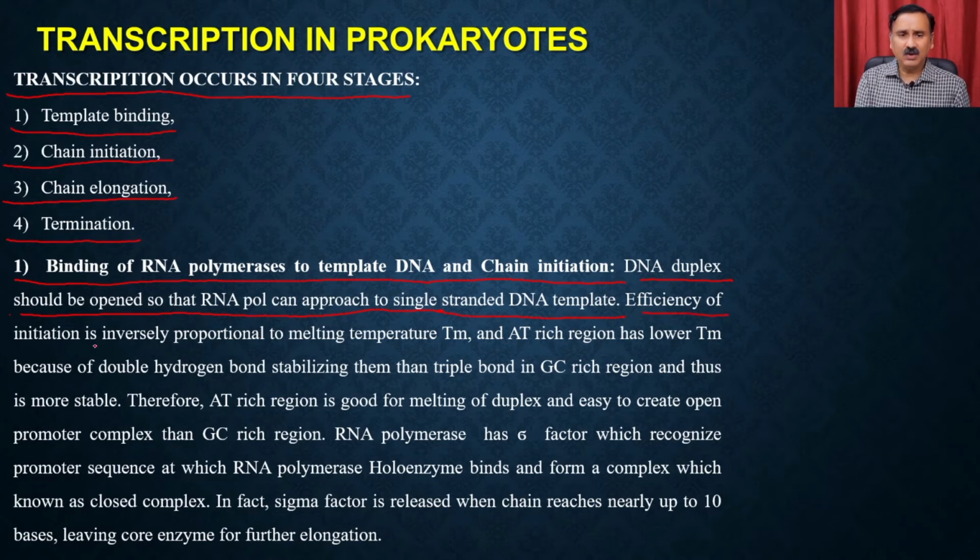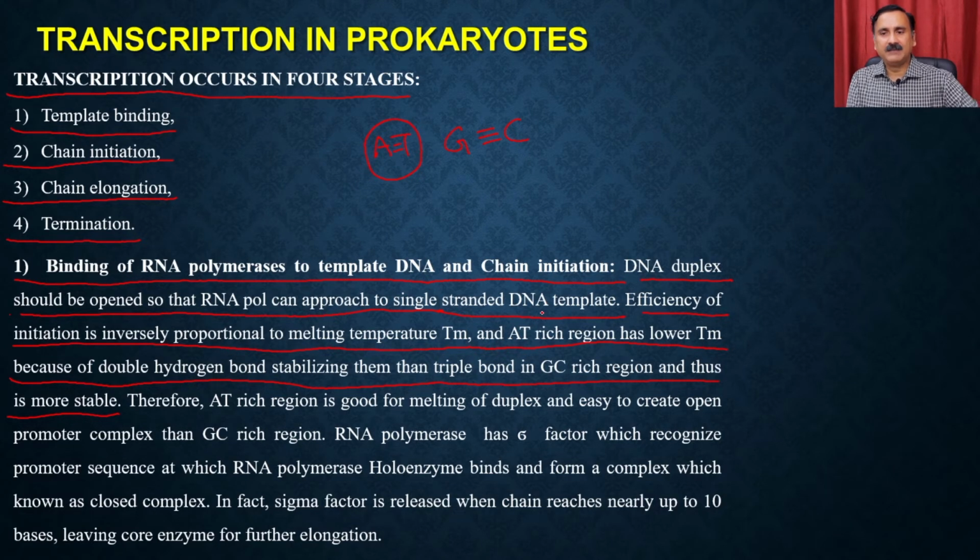The efficiency of initiation is inversely proportional to the melting temperature Tm, and the AT rich region has a lower Tm because of the double hydrogen bonding stabilization compared to the triple bonding in the GC rich region. So the place where it is easier to melt the DNA is where you have AT rich sequences, because AT has 2 hydrogen bonds between the 2 DNA strands, whereas GC has 3 bonds, right? So the DNA is opened up by the RNA polymerase very easily, so that it can utilize the DNA as a template, if the DNA has more A or T sequences.